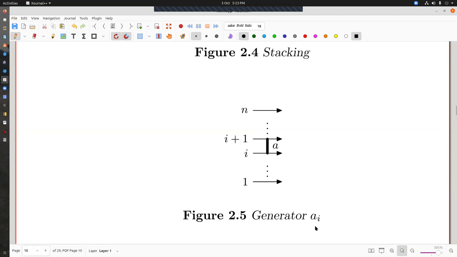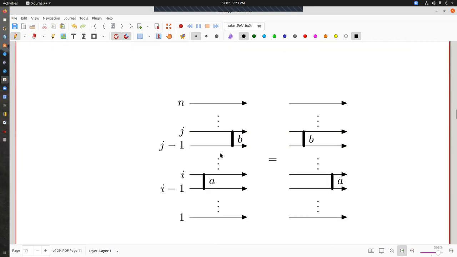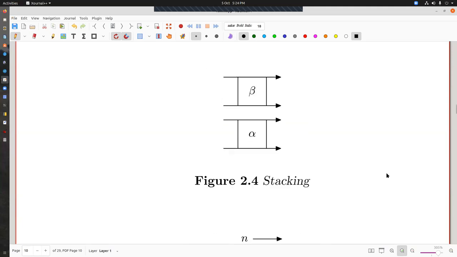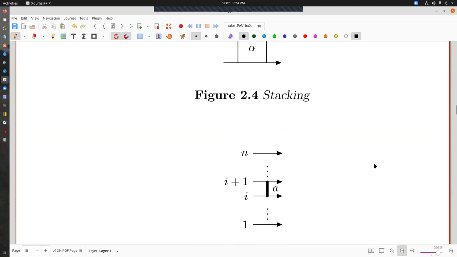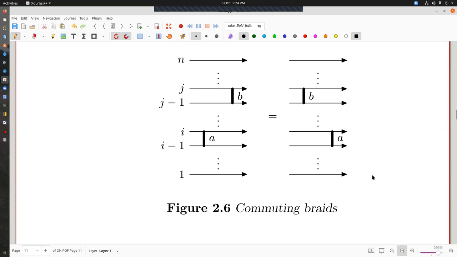There's a generator, the usual one, A_i. So it's on the ith level, it's tagged by A. And so this is always allowed. If A and B are sufficiently far away from each other, then it doesn't matter whether B is in front or A is in front. So that means that stacking, which we did earlier, is well defined. Doesn't matter how I put it. So we always have that sort of commuting condition.